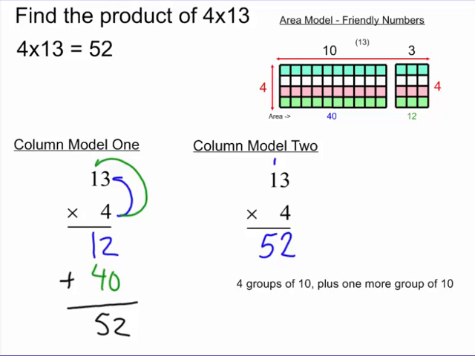And that's where the second model becomes a little challenging, and I caution you, don't go to the second model until you're incredibly comfortable with some multiplication facts. So to create that 52, using the placeholder on top of the tens column, I had 4 groups of 10 plus one more group of 10.